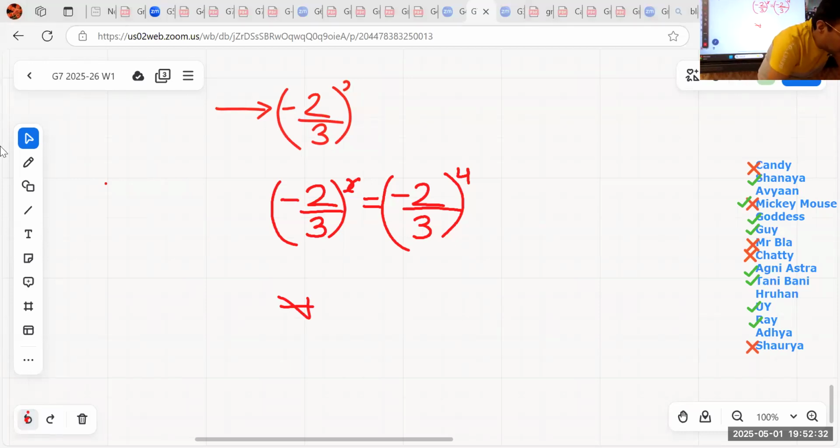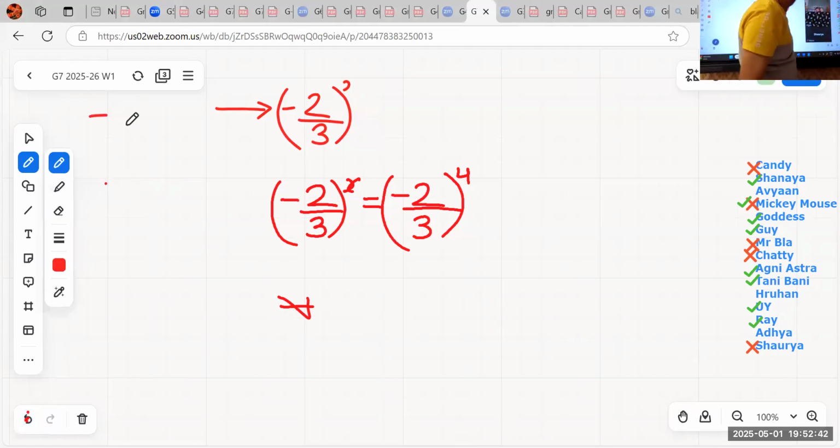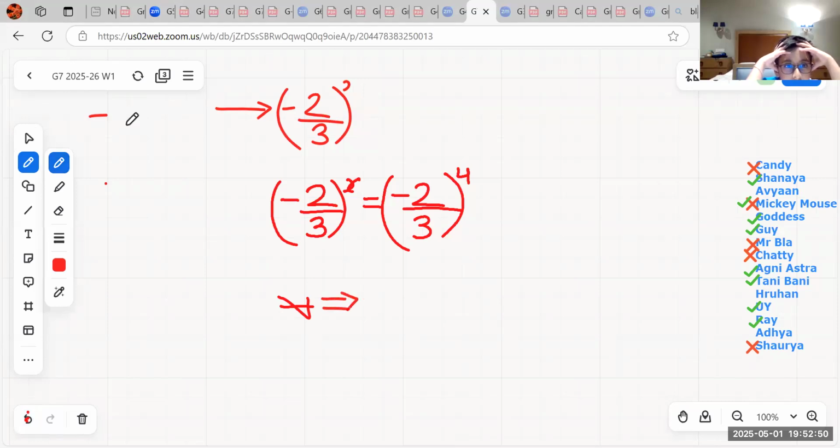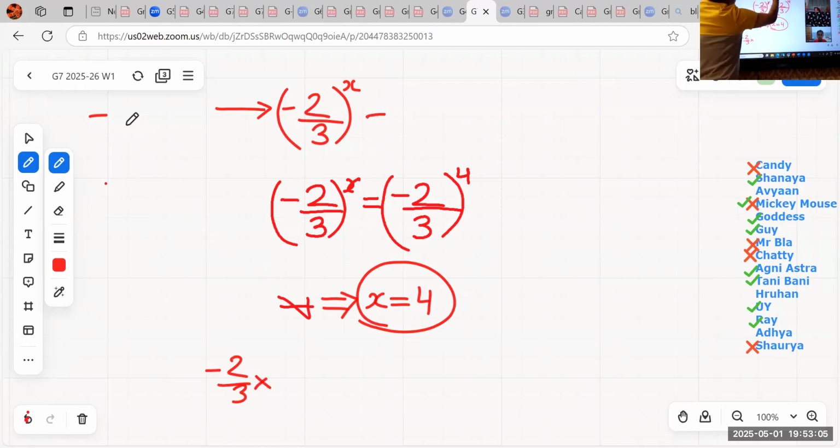All right. So chatty Mr. Pa, understood, not understood? Can you repeat why it is going to be positive? Because the power is even, that is why. Sir, is it equal to 16 upon 81 or minus 16 upon 81? बेटा अगर आप इसको सिंप्लीफाई करोगे, तो it will be -2/3 into what was written here, 16 upon 81.